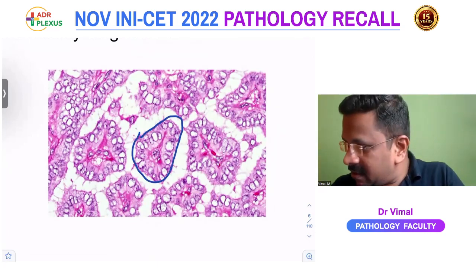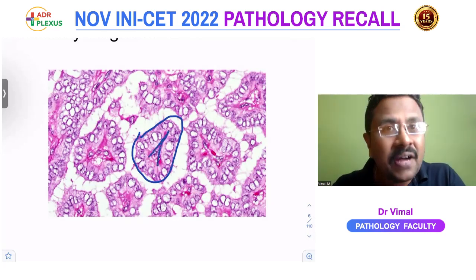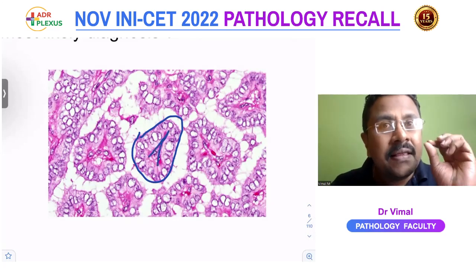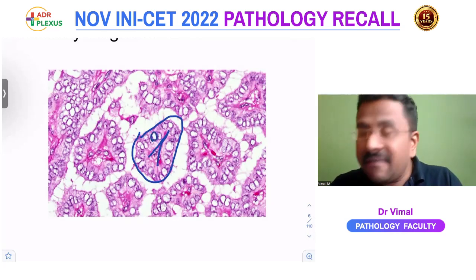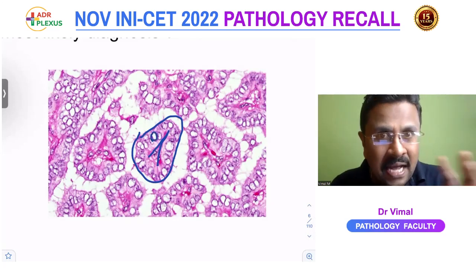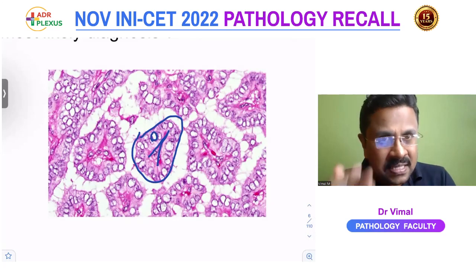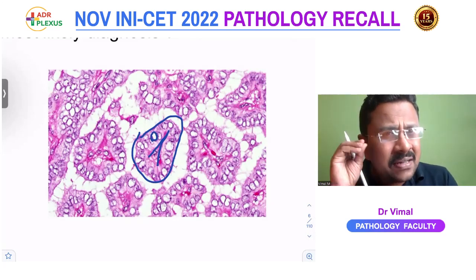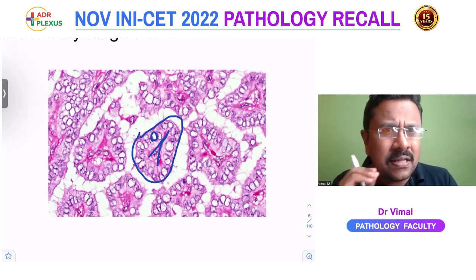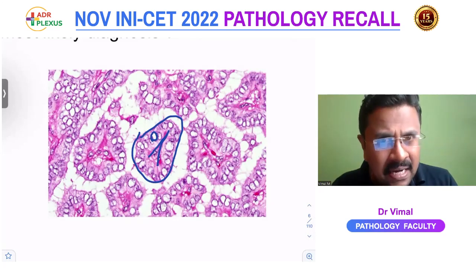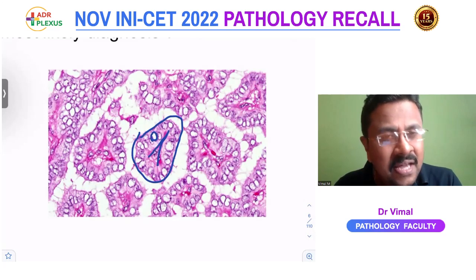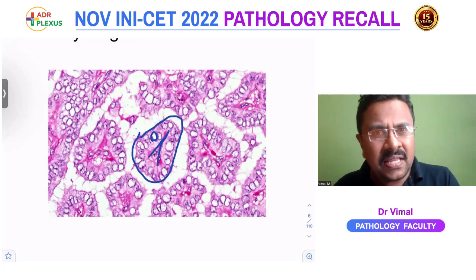As you can see here, you have this central fibrovascular core, and the papillae are lined by tumor cells which have a clear chromatin. Actually, there is a difference of opinion whether the image given showed the so-called ground glass nuclei or Orphan Annie nuclei, but most of you were very sure that it was a papillary pattern. So taking this into account, this will be a diagnosis of papillary carcinoma of the thyroid.